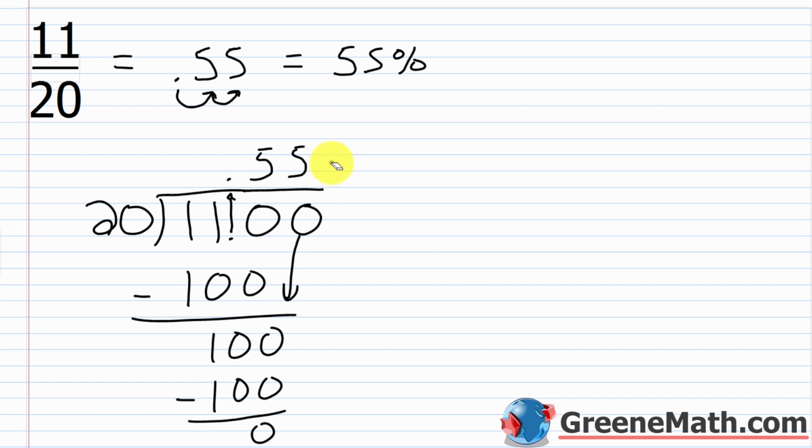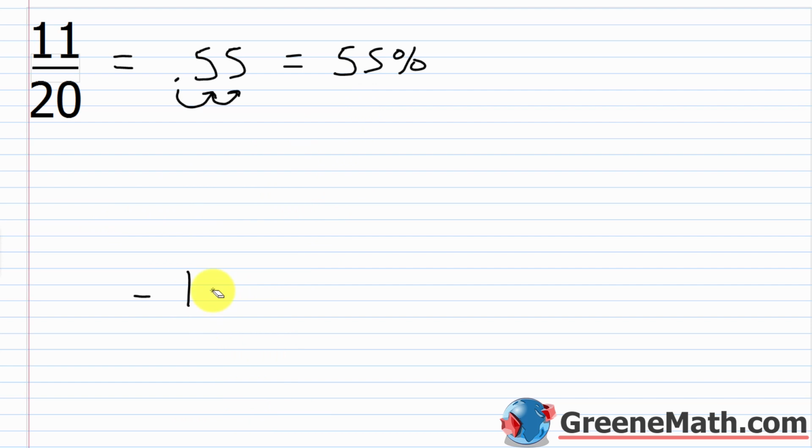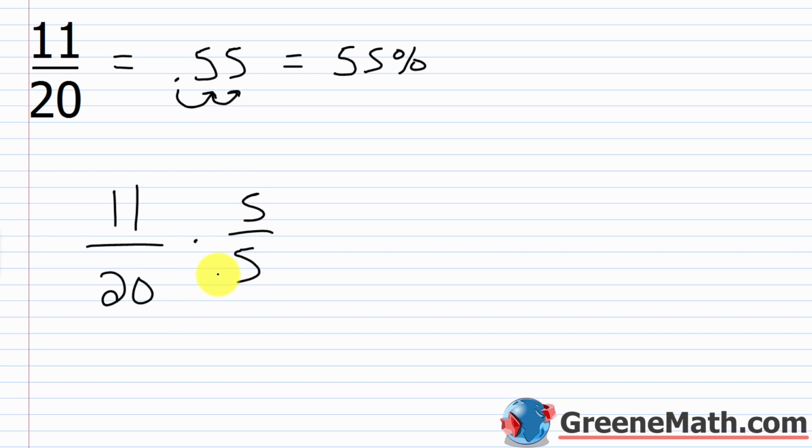Now, again, the quicker way to do this, I think everybody at this point knows that I can take 20, multiply it by 5 to get to 100. So I could have said, okay, 11 over 20. I can multiply this by 5 over 5. Again, I just need to figure out what I need to multiply the denominator by to get to 100.